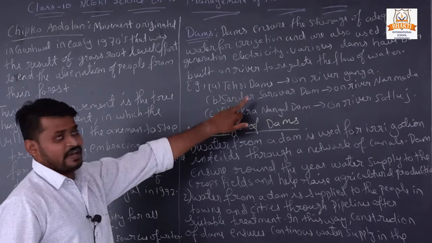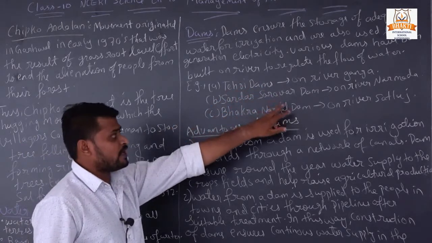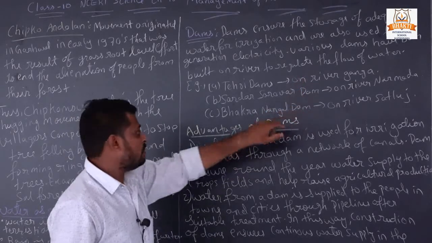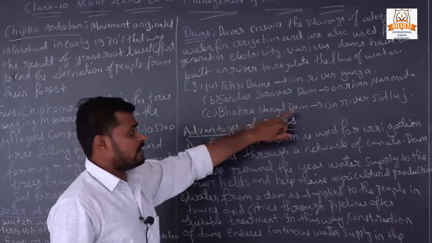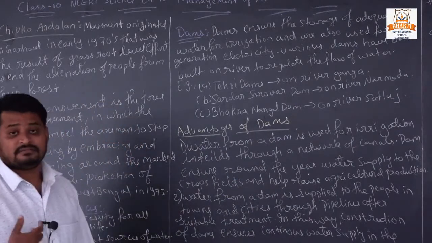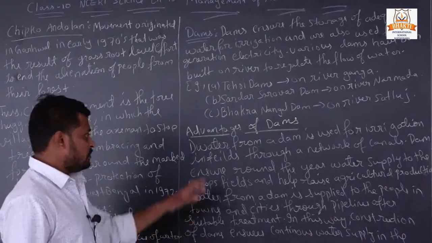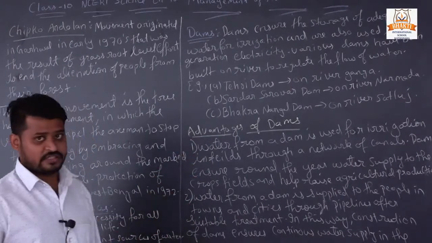Examples: Tehri dam, built on river Ganga. Sardar Sarovar dam, built on river Narmada. Bhakra Nangal dam, built on river Satluj. What are the advantages of a dam? Means, why do we construct a dam on a river? There are 3 advantages.